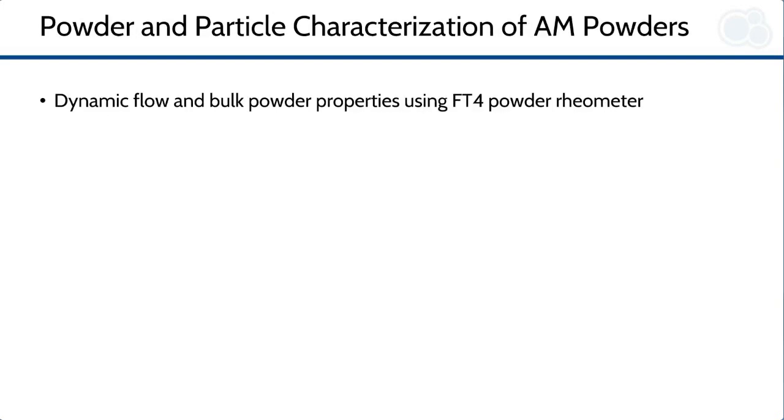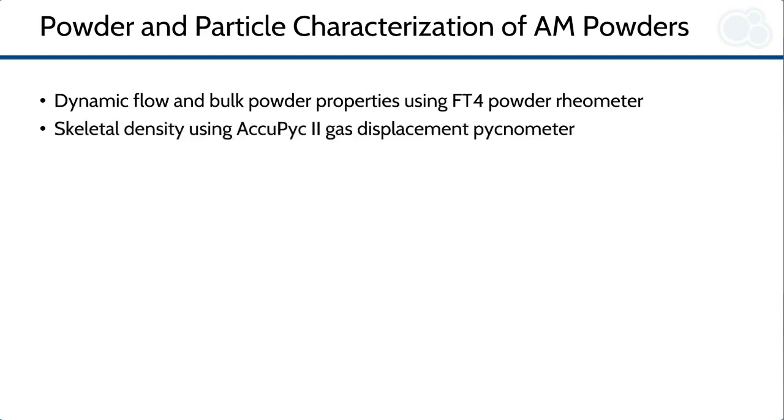Let's review the characterizations performed for these stainless steel AEM feedstock powders. First, we looked at determination of dynamic flow and bulk properties using the FT4 powder rheometer. Skeletal density by gas displacement analyzed using the AccuPyc II was later needed to complete several of the other analyses, as well as to provide information about the purity of the stainless steel alloy.